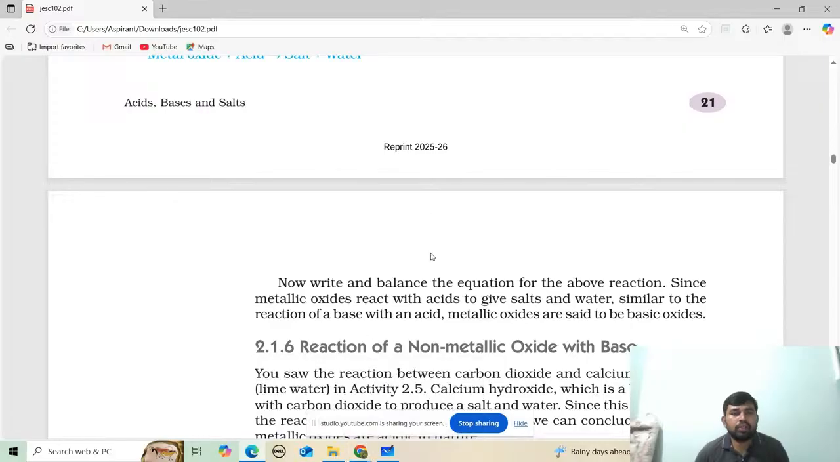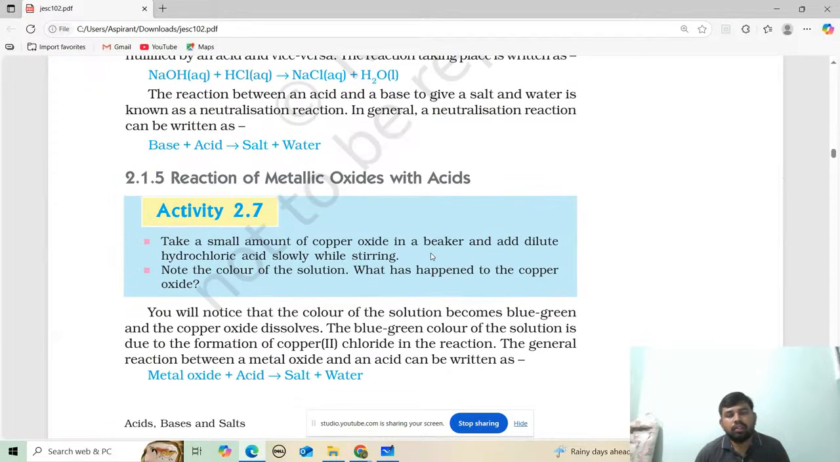So today we are going to discuss... In the last video we discussed indicators. I think we discussed acids, bases, and salts. What do you mean by acids and bases? Then similarly we discussed what we mean by indicators.